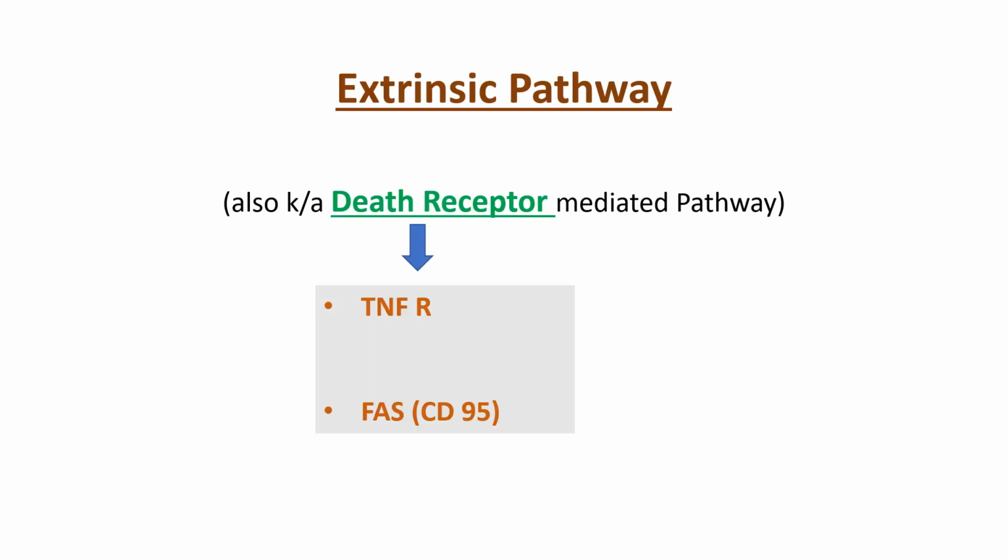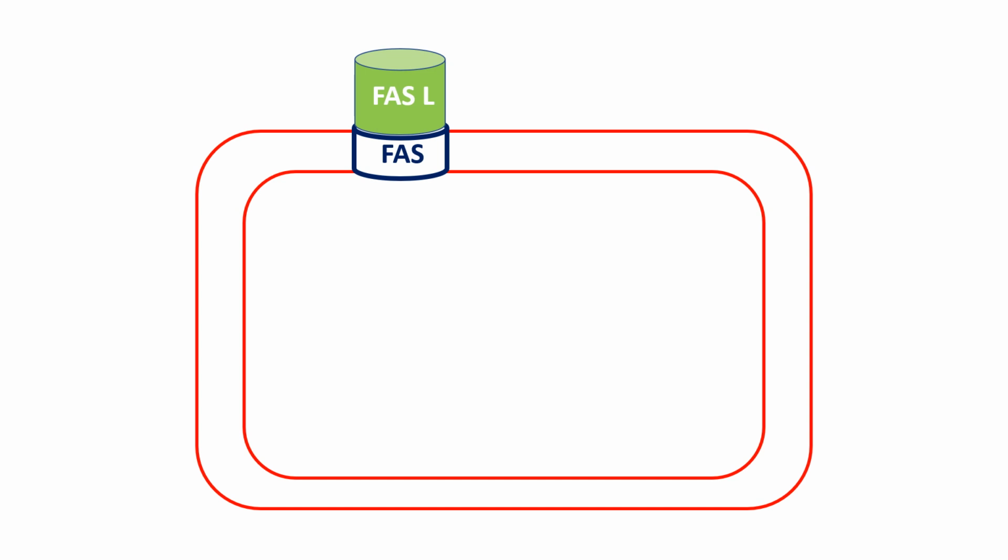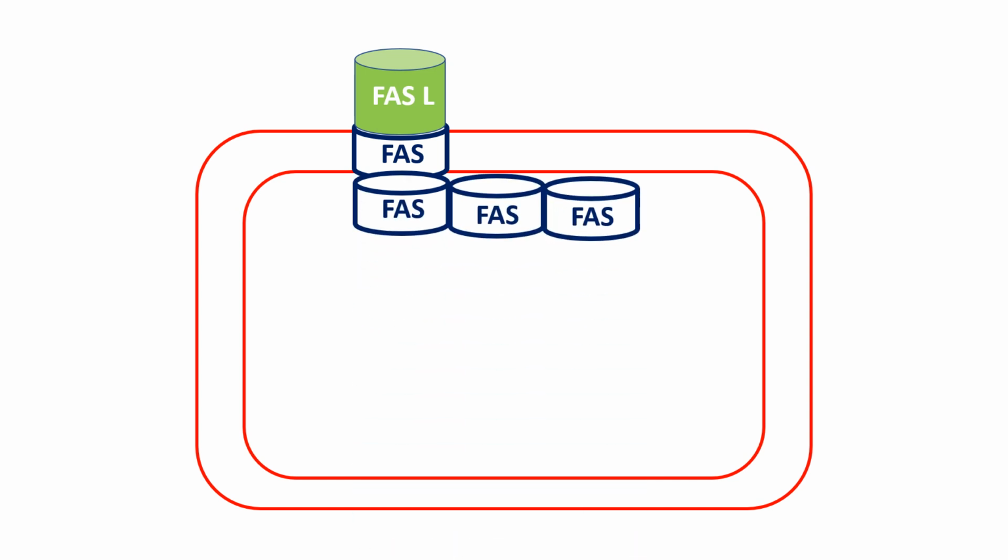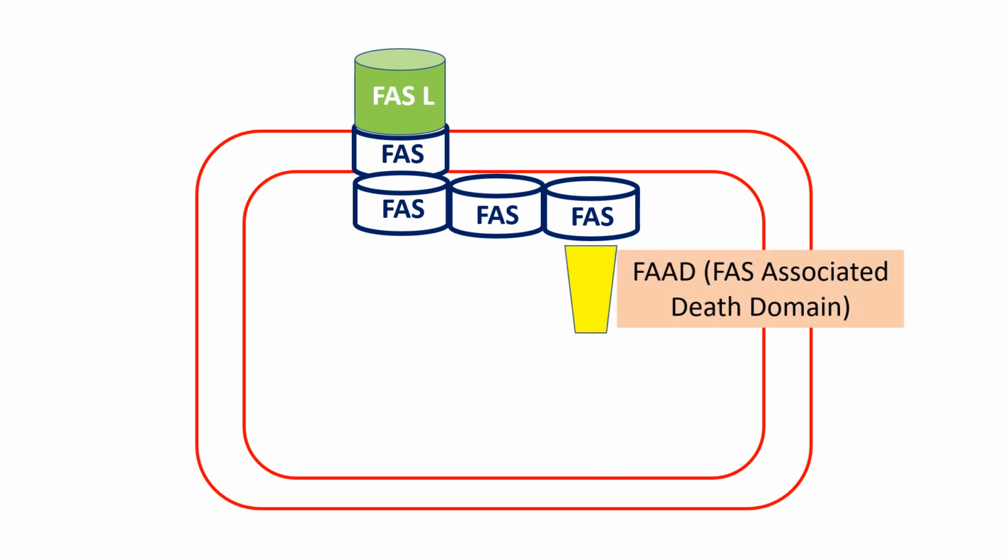Our next pathway is the extrinsic pathway, which is also known as the death receptor mediated pathway. We have a few death receptors over the cell surface, and examples of these death receptors are the TNF receptor and FAS, which is CD95. Now let us discuss the extrinsic pathway in detail. We have a cell, and over the cell surface we have FAS receptors. This FAS ligand will come and join with the FAS receptor. It will attract more receptors, and ultimately it will form a complex known as FAS associated death domain.